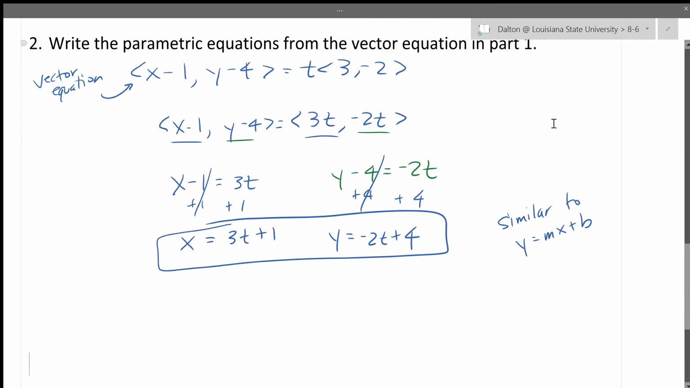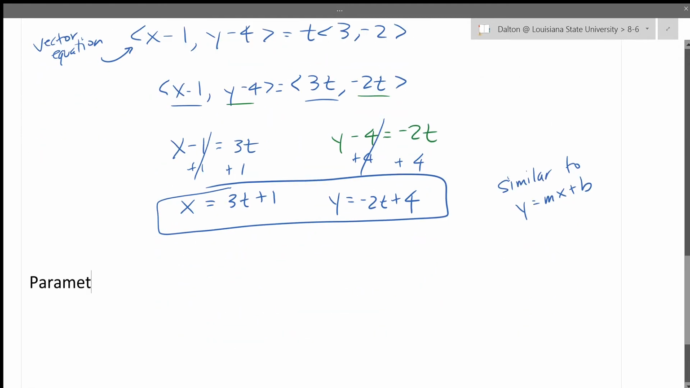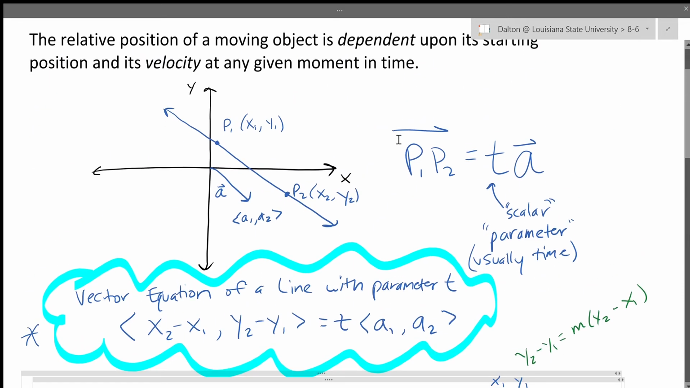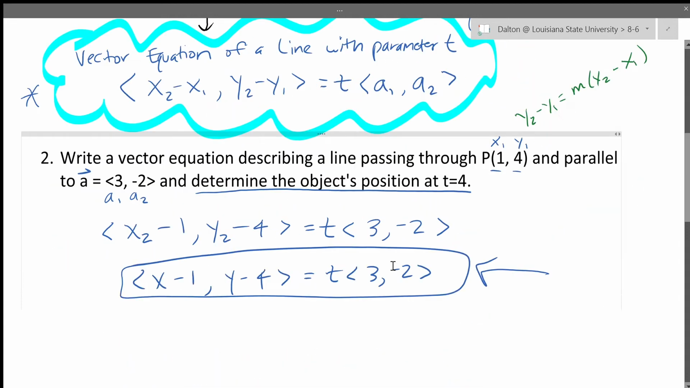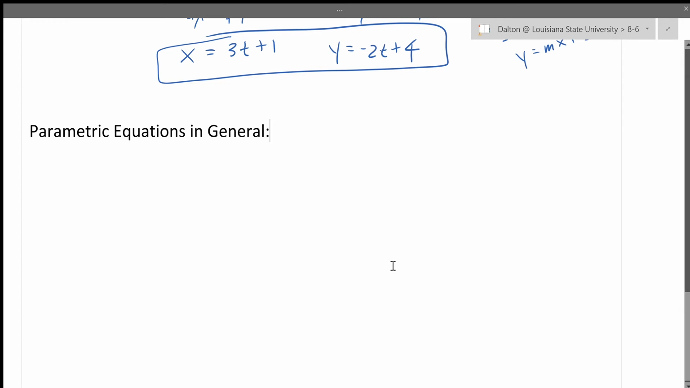Okay, so let's talk about parametric equations in general. If we take our vector equation that we circled up here in blue, and I do the same thing, I set the vectors equal to each other, and then I split them apart into an x and a y. In general, I'm going to get that the x coordinate is found by doing x1 plus t times the part of vector a1, and that the y coordinate is done by y1 plus t times the part of the vector a2.